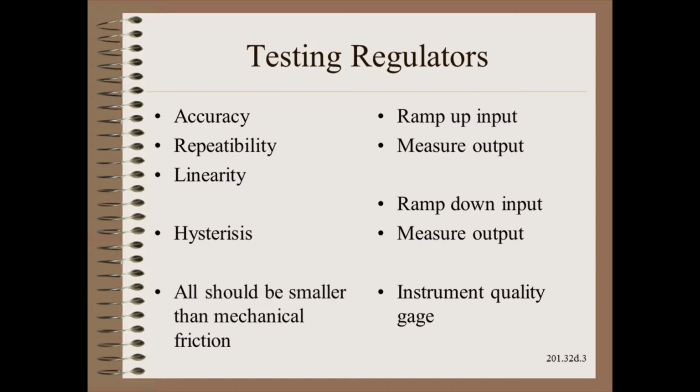Ultimately, we want any and all sources of valve uncertainty to be smaller than the mechanical friction that we might infer from the methods similar to what we discussed in Web20132d.